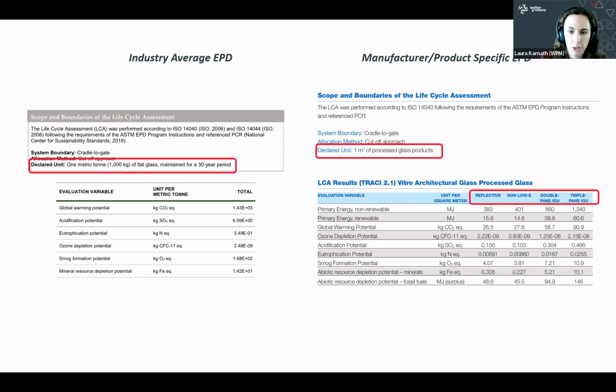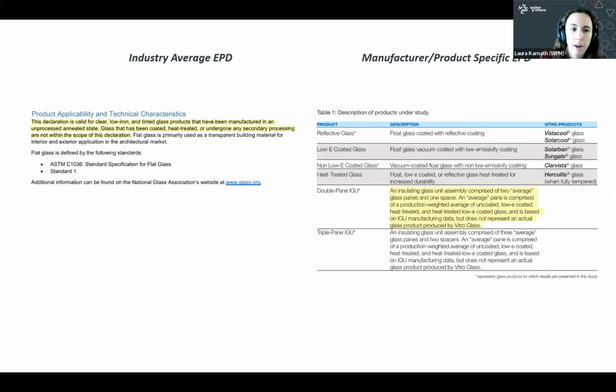Next, we will get into the declared unit. Again, these 2 aren't necessarily comparable, but my LCA software can help me by converting things into comparable units. So on the left, I have a metric ton of glass, but on the right, I have a square meter of processed glass. And I have different kinds of processed glass that I can look at.